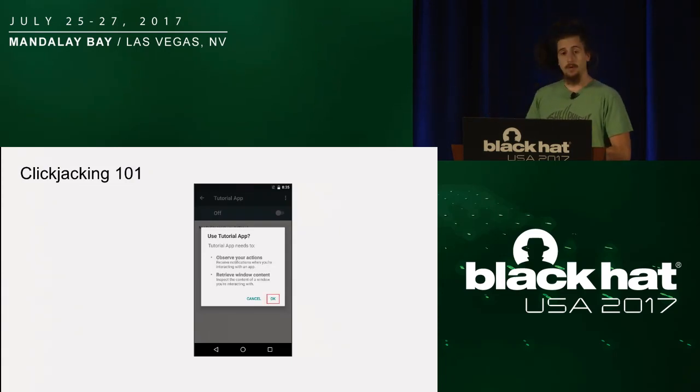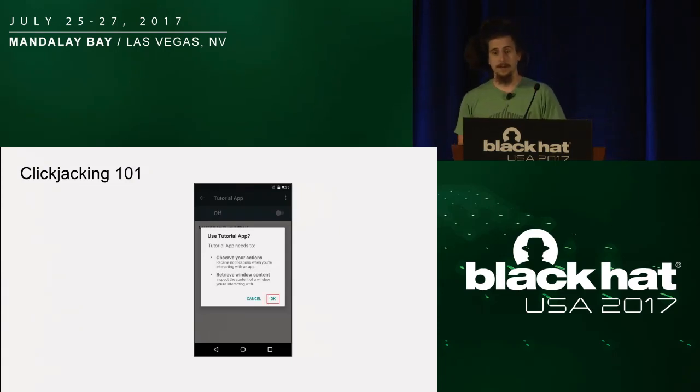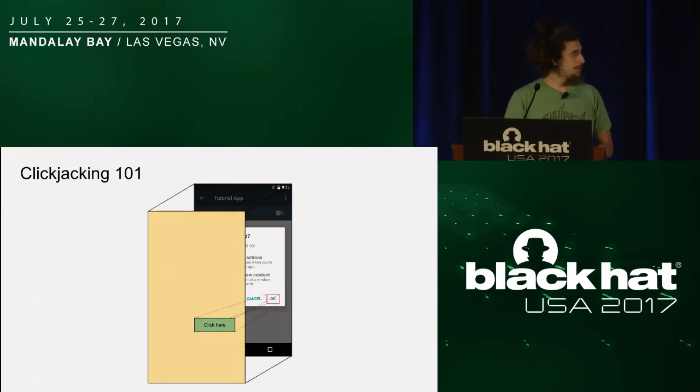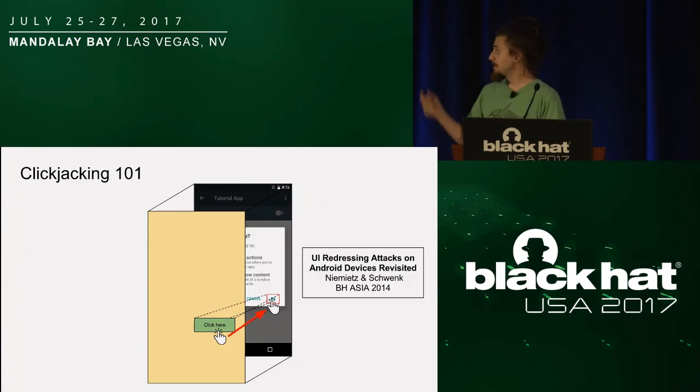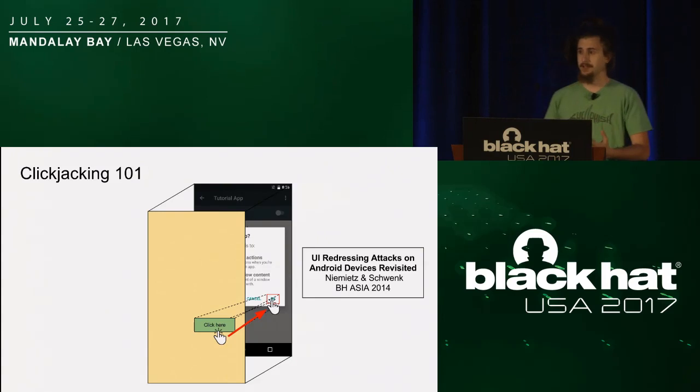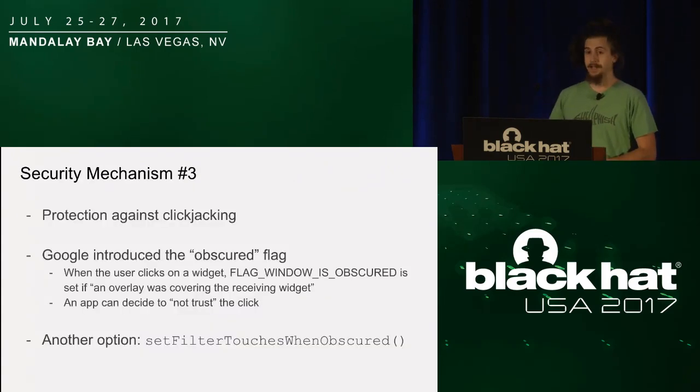Let's say that you want to lure the user to click on the OK button. What you do is create an overlay on top of everything, and then you create an overlay that seems like a button for which the clicks actually go through. And so where the user clicks here, the click actually reaches the bottom. So what Google did to prevent this attack, actually there are a number of talks about this topic. The latest one and the most comprehensive I found is from Black Hat Asia from 2014. And what Google did, as I said, is to implement a protection mechanism which we call the obscured flag.